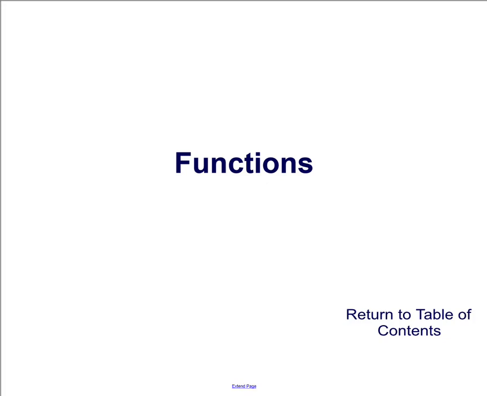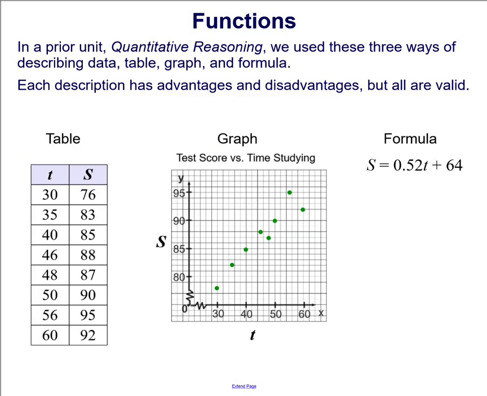This is a topic on functions. In a prior unit, quantitative reasoning, we used three ways of describing data: a table, a graph, and a formula. Each description has advantages and disadvantages, but all are valid. So here you see a picture of data displayed on a table. Here's data displayed on a graph, and here's data displayed in a formula.